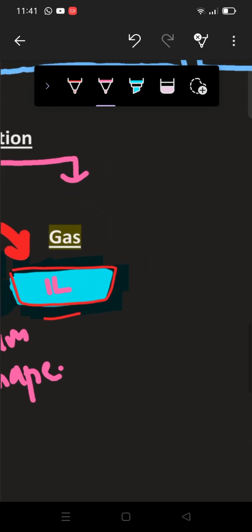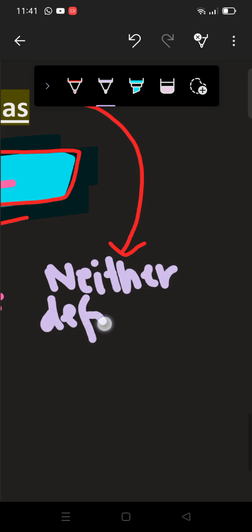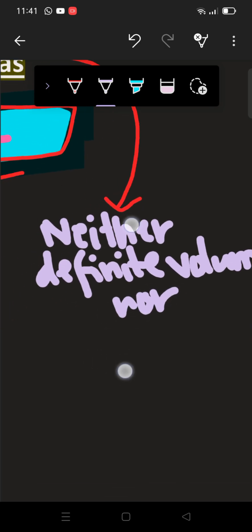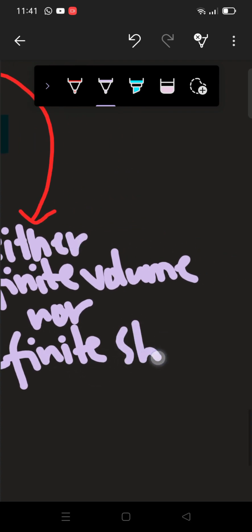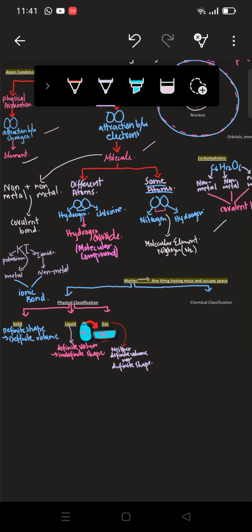Now let's go with gas. Gas has neither definite volume nor definite shape. So let's write here: neither definite volume nor definite shape. So it has neither definite volume nor definite shape.